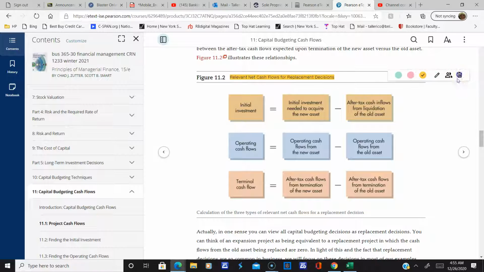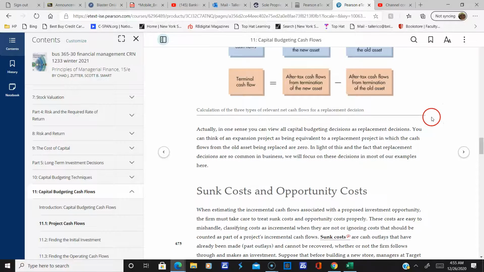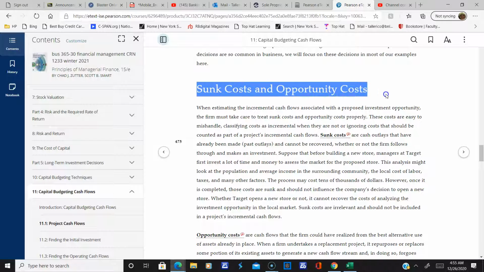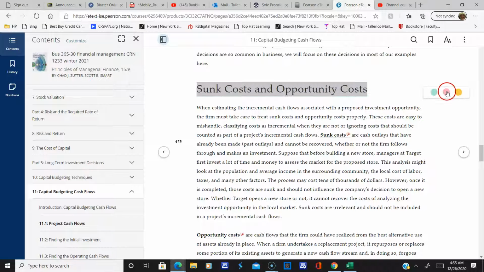So that's important, right? All right, so we move on, and these two terms are going to be very important, and you should know them for the rest of your life. They're called sunk costs and opportunity costs.